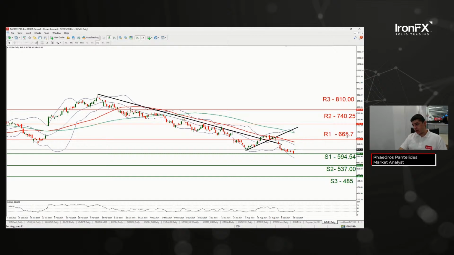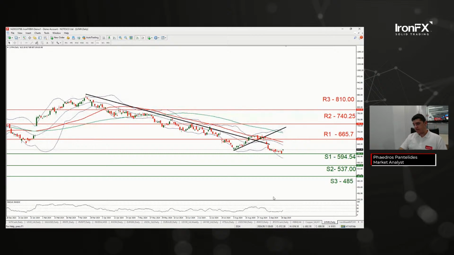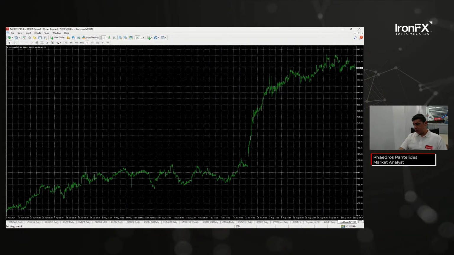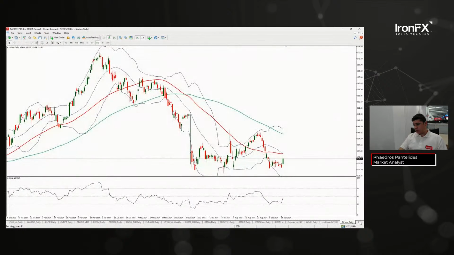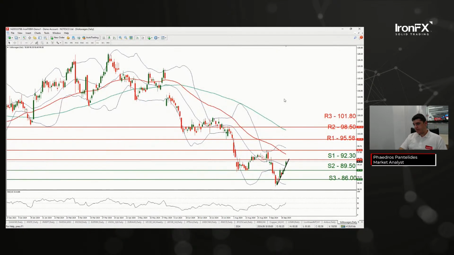The RSI appears to be recouping, but still not looking that good for the company stock price. If it breaks above our one, however, then yes, maybe we could opt for a bullish outlook, but this might simply be a retracement before continuing on its descent. But it still did find support at 594.54.